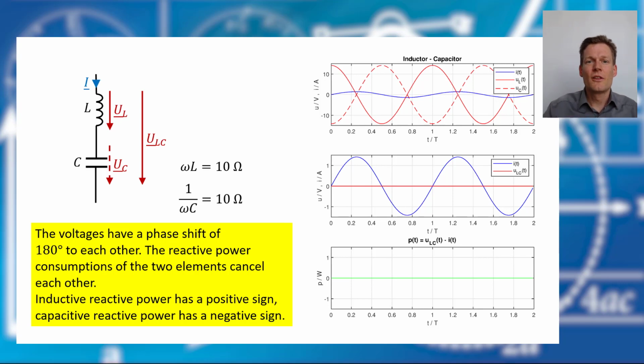And if we think about our reactive power, we could calculate it because in every element we have our current flow. Therefore, we could calculate a reactive power for our inductor and a reactive power for our capacitor. But the sum should be 0, and therefore we count the capacitive reactive power with a negative sign.